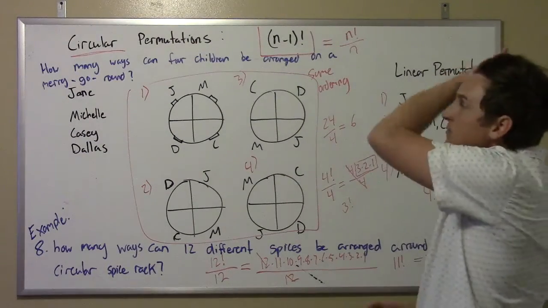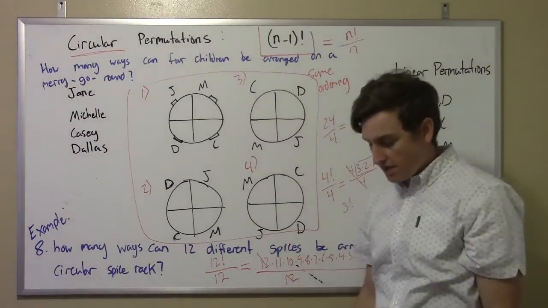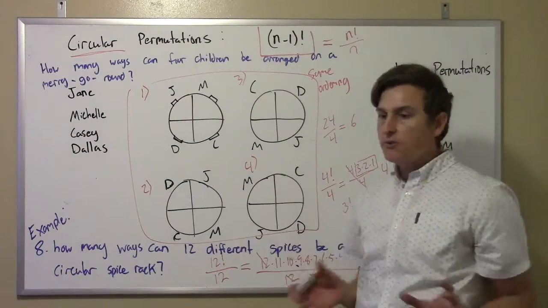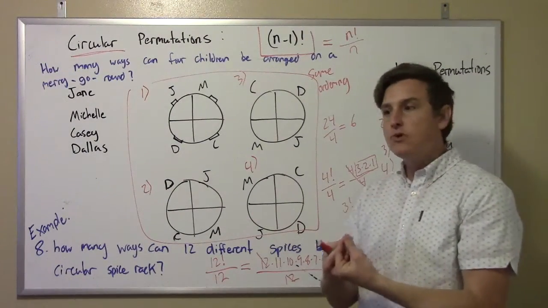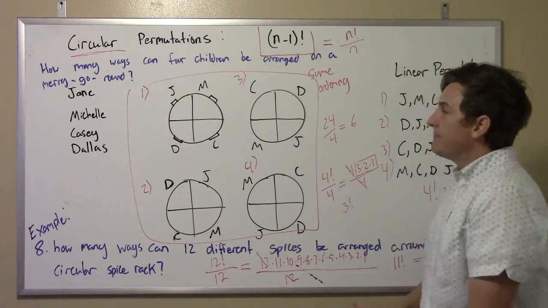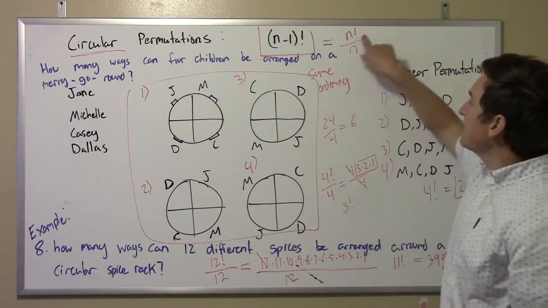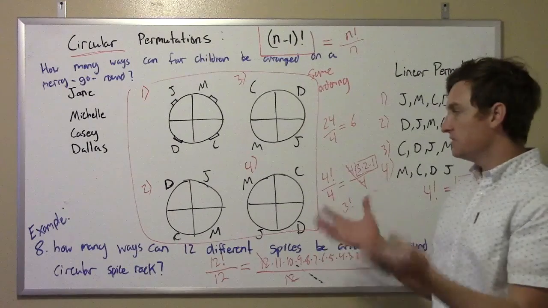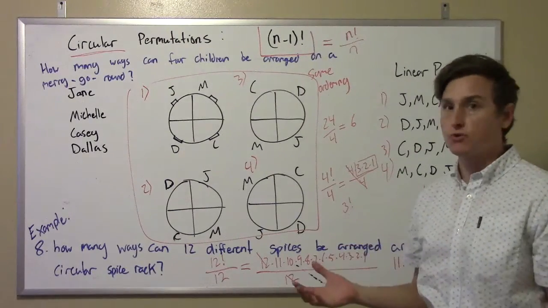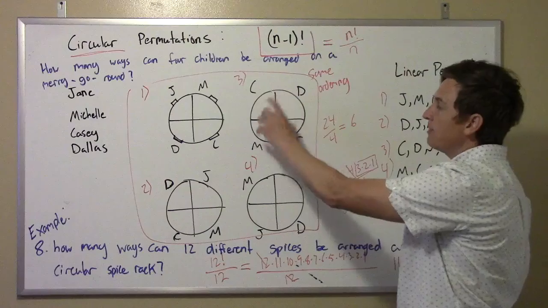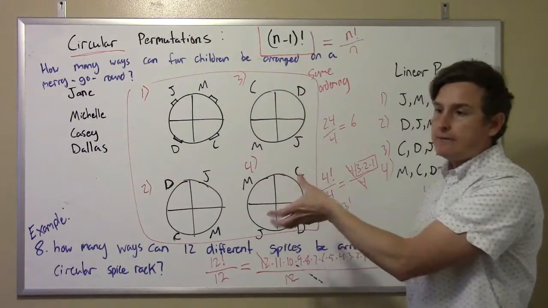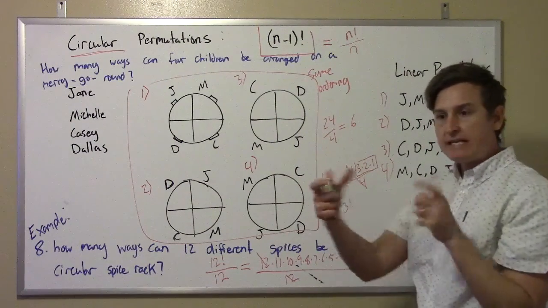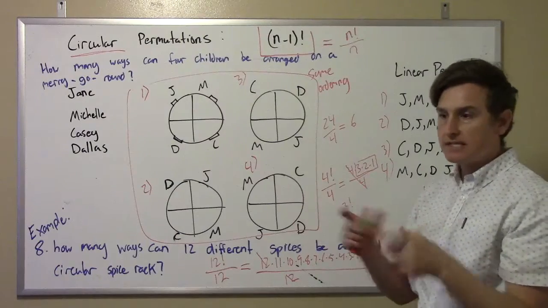So look for that keyword, circular, or you've got a circular rack, or you've got a circular arrangement, or you've got things sitting around a table, or stuff like that. Because if you just do the number of things factorial, you're going to have too many different orderings. You have to divide out how many positions there are, because you get those other orderings just by spinning, and in circular arrangements that doesn't count as a different ordering.